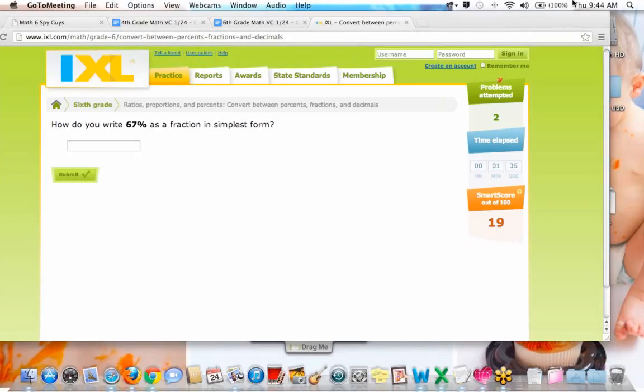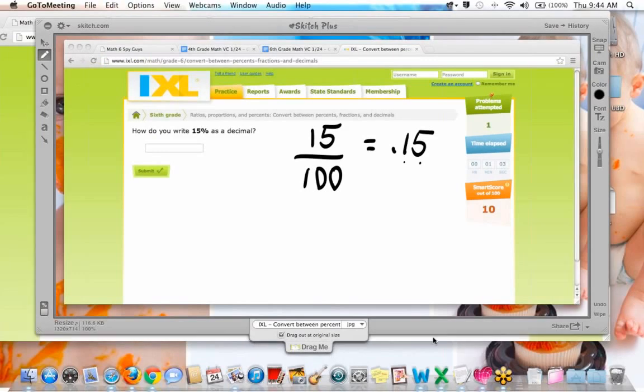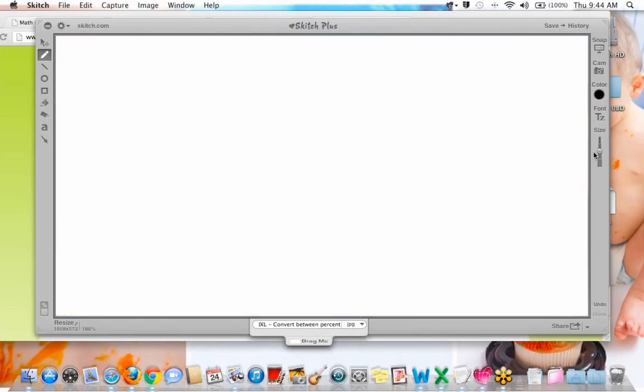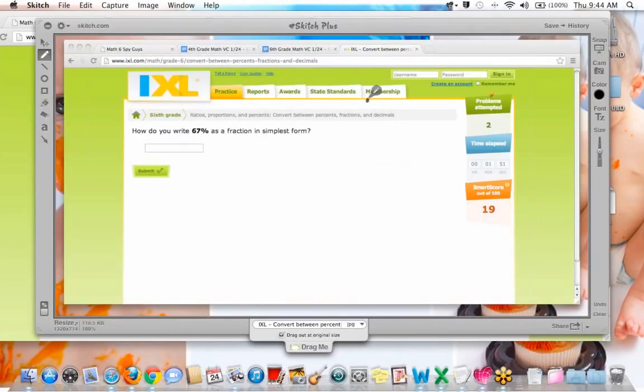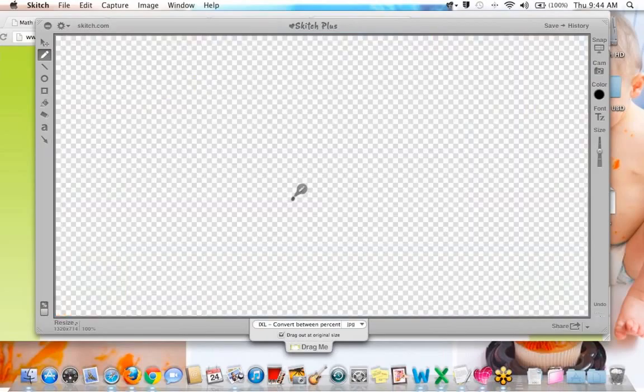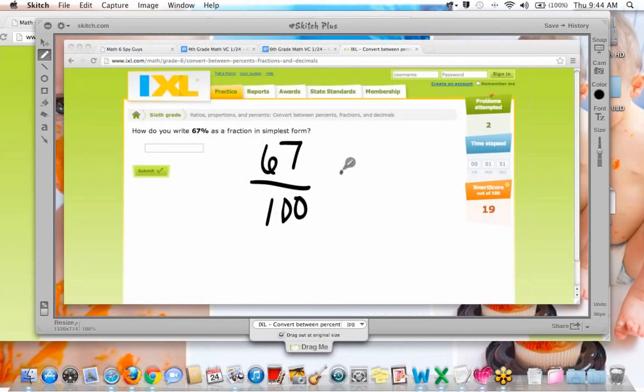All right, so this one's slightly more complex. How do you write 67% as a fraction in simplest form? So let's just start by writing it as a fraction. Now, that's the 67 out of 100. There you go. There's your fraction.